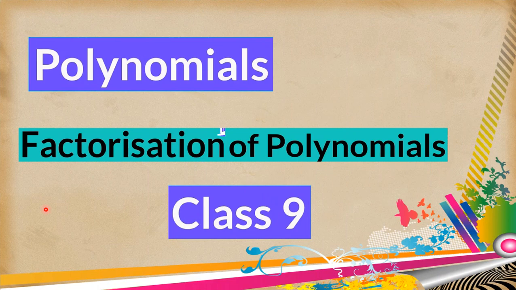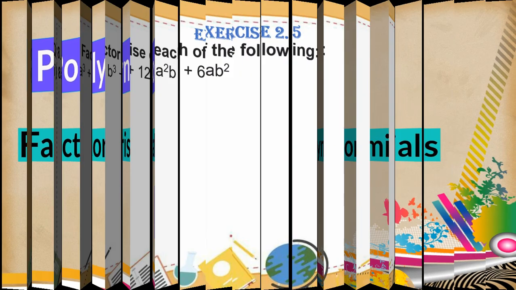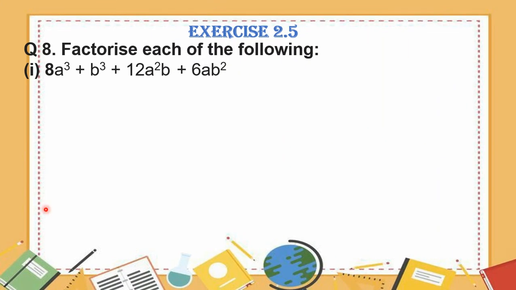Hello students, today we are going to learn factorization of polynomials, class 9th, chapter number 2, Polynomials. Let us understand how to factorize a polynomial. Here it's question number 8 of exercise 2.5, which gives the polynomial 8a cube plus b cube plus 12a square b plus 6ab square.